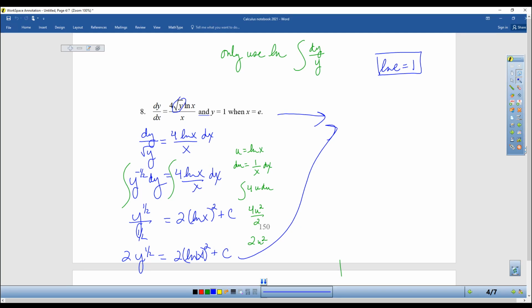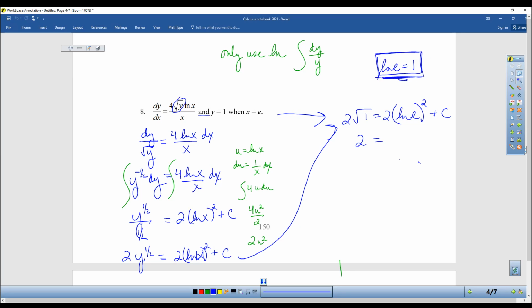So I'm going to go ahead and plug that in. I'm going to change my y to the 1/2 to a square root. 2 square roots of 1 is equal to 2 ln of e squared plus C. This is 2. So I already wrote it down for you. The key to know: natural log of e is equal to 1.